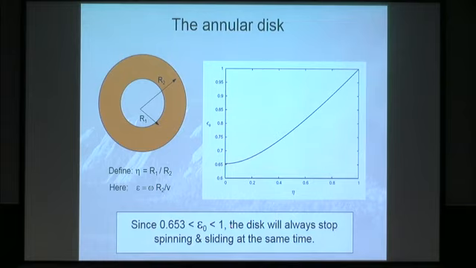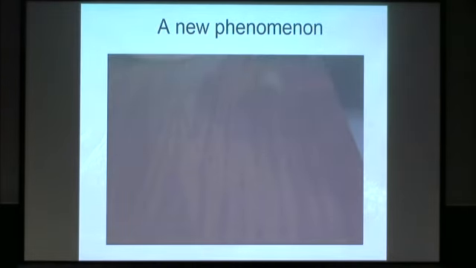That means the disk will always stop, the annulus will always stop spinning and sliding at the same time, but not with a terminal value of 0.653 for a full disk, but for a range of values between 0.653 and 1. All right, so that's a simple problem to solve. All right, but here's a new phenomenon.